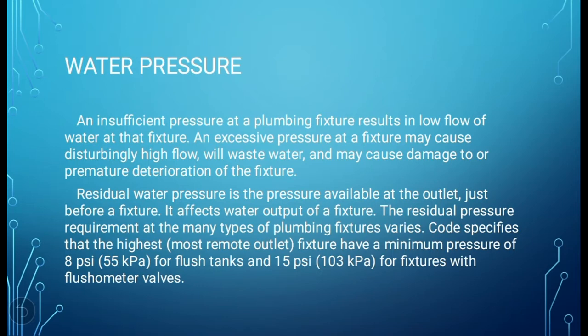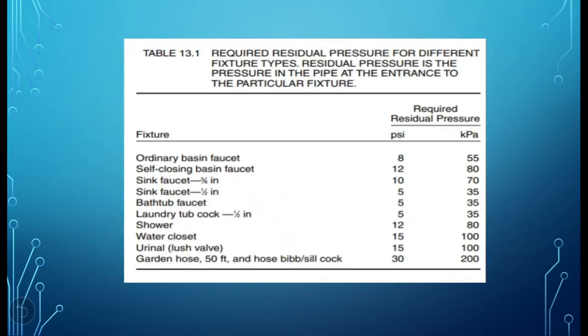Residual water pressure is the pressure available at the outlet just before a fixture. It affects water output of a fixture. Nakakaapekto po siya sa water output ng ating fixture. The residual pressure requirement at the many types of plumbing fixtures varies. Code specifies that the highest or most remote outlet fixture have a minimum pressure of 8 psi or 55 kilopascals for flush tanks and 15 psi or 103 kilopascals for fixtures with flushometer valves. Here is the required residual pressure na nakascale po sa dalawang unit. First is PSI at yung sa kabila naman po is kilopascals. Tingnan na lang po natin itong image para mas lalo po nating maintindihan.